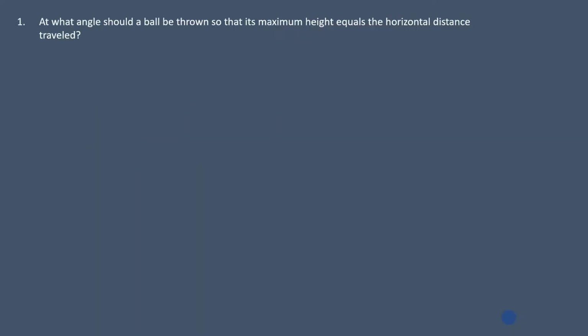Okay, the first problem. At what angle should a ball be thrown so that its maximum height equals the horizontal distance traveled? Okay, let's solve this problem. We know from the equation of vertical motion that Vt equals Voy minus g times To, and we can rearrange this with To on the left side: To equals (Voy minus Vt) divided by g.